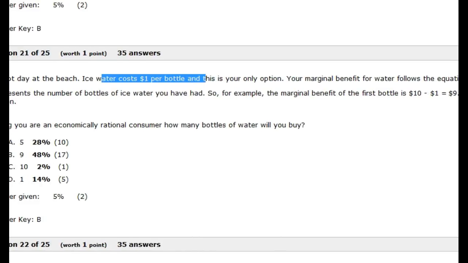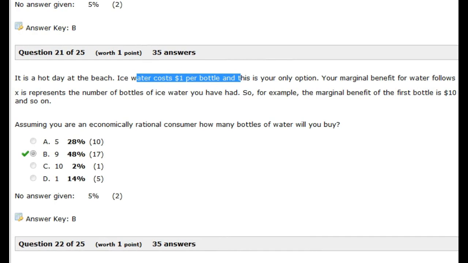All right, so you want to employ the logic that if the marginal benefit exceeds the marginal cost, you buy it. So the reason 9 is the answer is because the marginal cost here is constant at $1. And then you want to compare the marginal benefit, which falls from 9 to 8 to 7 to 6 to 5, 4, 3, 2, 1. After 9 bottles, the marginal benefit is exactly equal to the marginal cost. That is why this is the right answer.